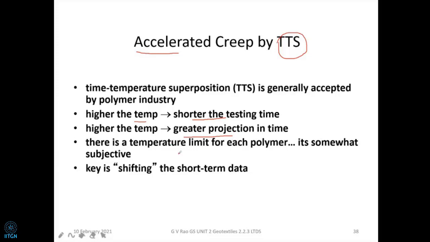So there is a temperature limit for each polymer, and obviously it is somewhat subjective. It's not always the same for everything. It depends on many other things also. So the idea is that we are shifting the short-term data. How are we doing the shift?